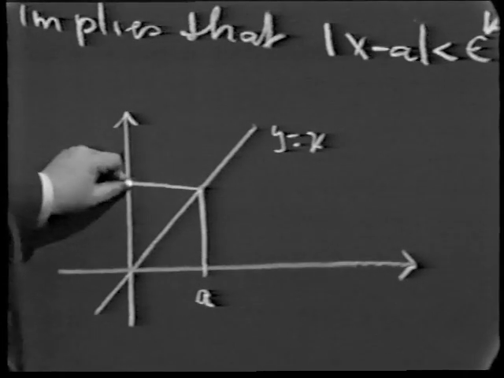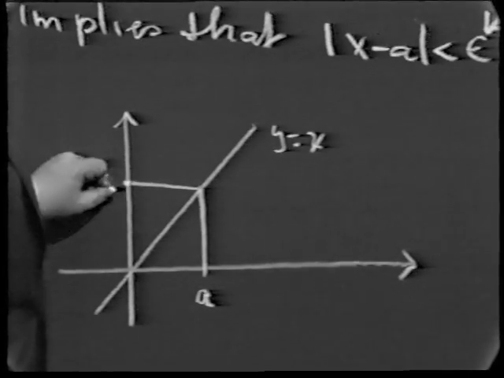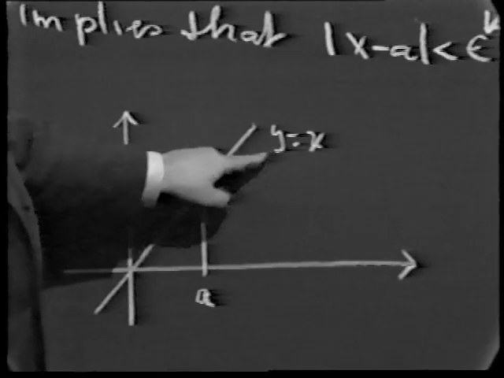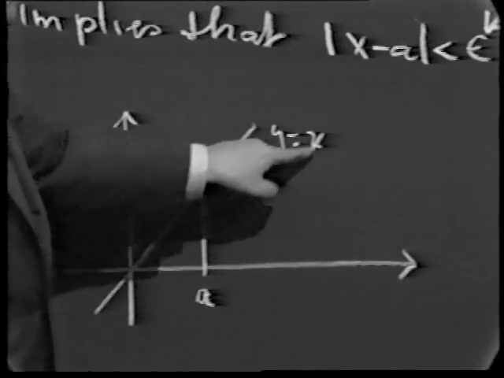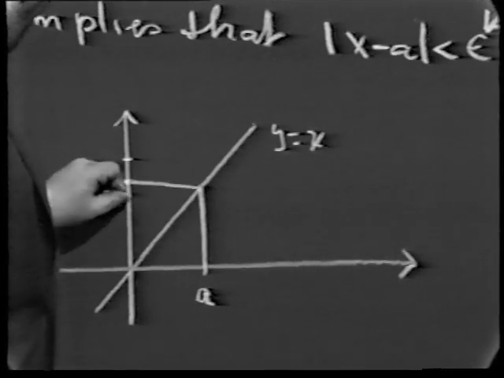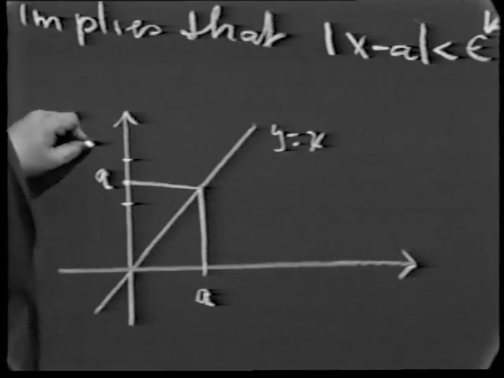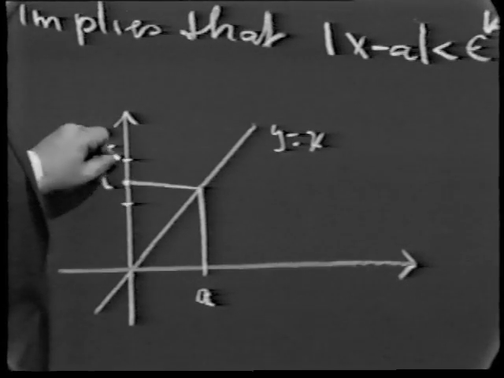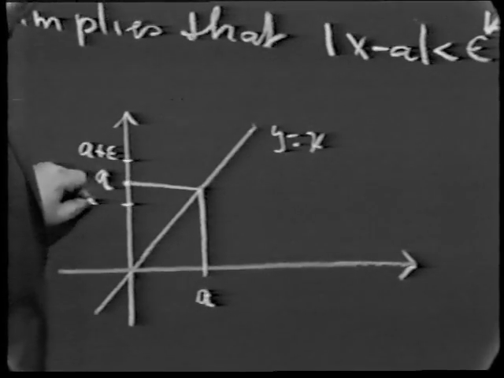So, in other words, we suspect that this is a. It better be, if this says that all points on this line have the property that the y coordinate is equal to the x coordinate. Now, what do we want to do? We pick an epsilon and mark off a plus epsilon and a minus epsilon.